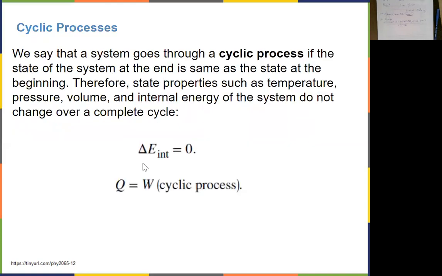All right. So those are the four processes we want to check. But if you have a cyclic process, which means you are starting at point A, you are taking several different paths, and you are coming back to point A, so you complete a circle, it's called a cyclic process.